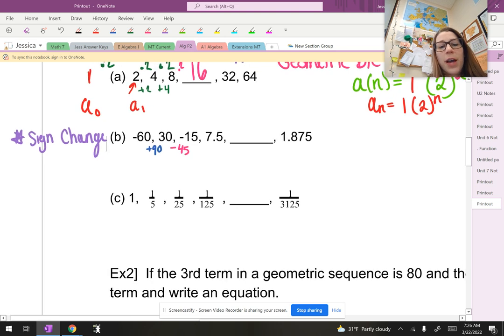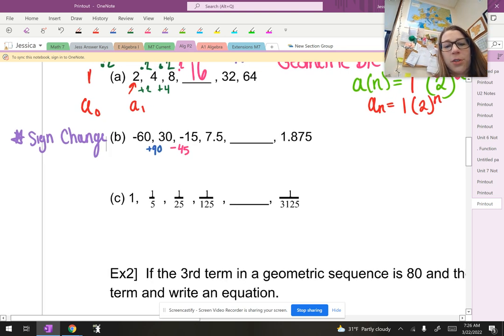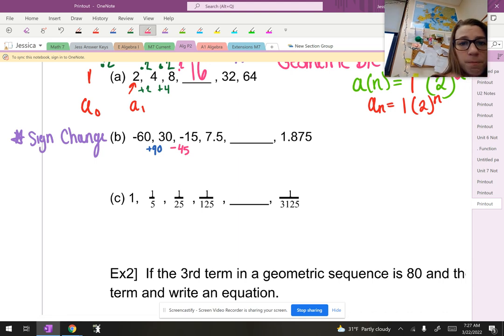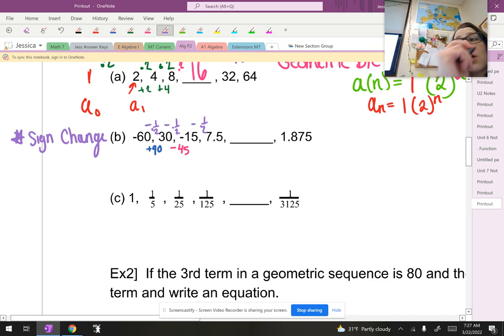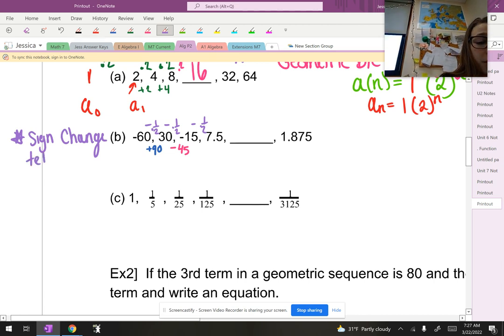So that tells me that I'm doing something with 1/2. I'm dividing by 2, or like we talked about, multiplying by 1/2. So times 1/2 times 1/2. But that doesn't make up for the sign change. In order for the sign to be changing back and forth from positive to negative, it would have to be a negative 1/2.